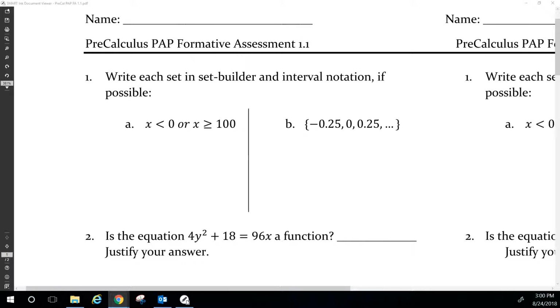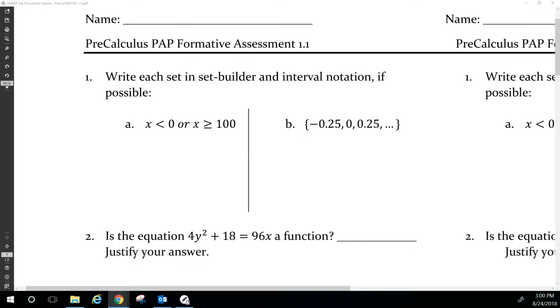Alright guys, this is for AP Formative Assessment 1.1 for pre-calculus. I've got both versions side by side here. The first three problems are the same for both of them. So for number one, it says write each set in set builder and interval notation if possible.